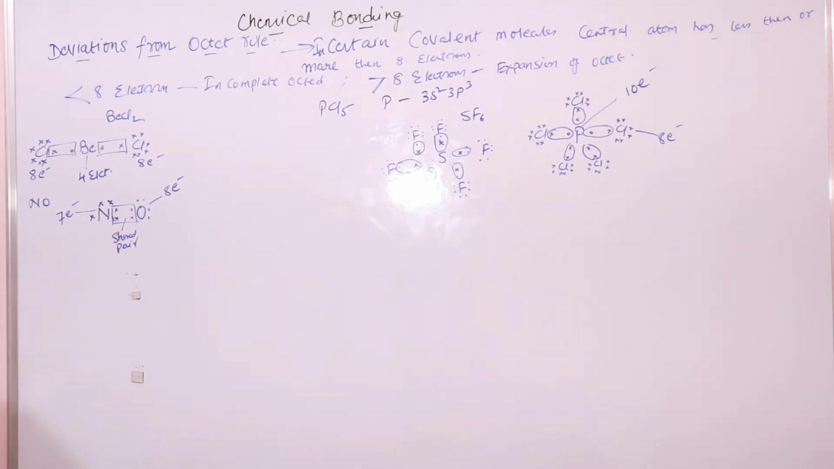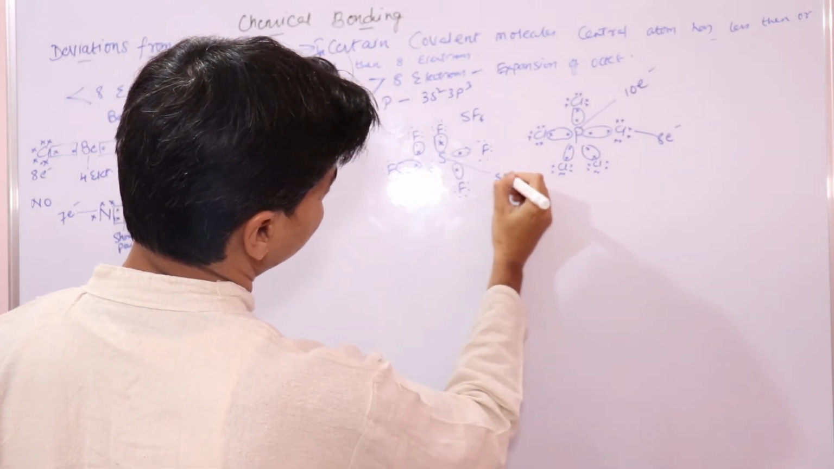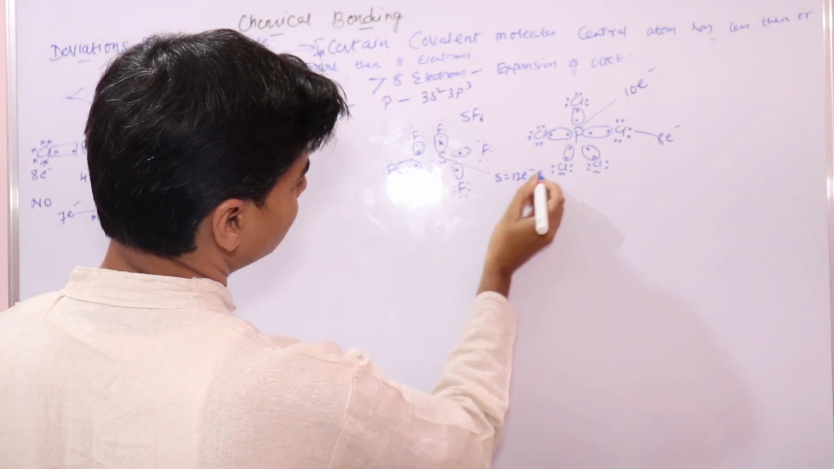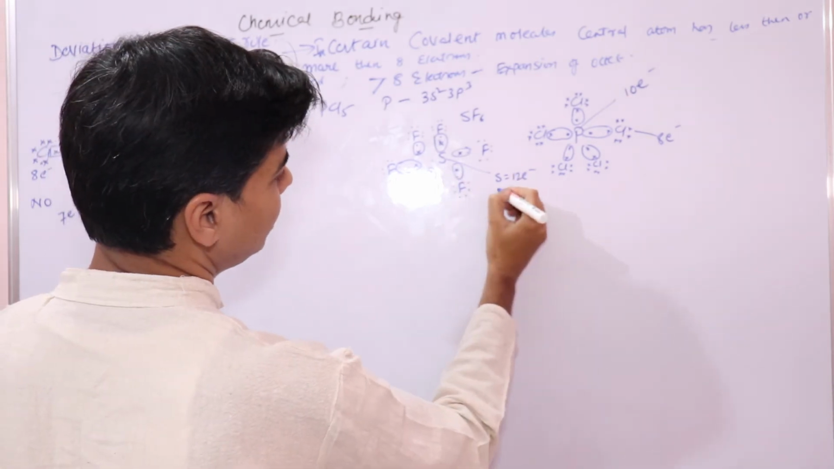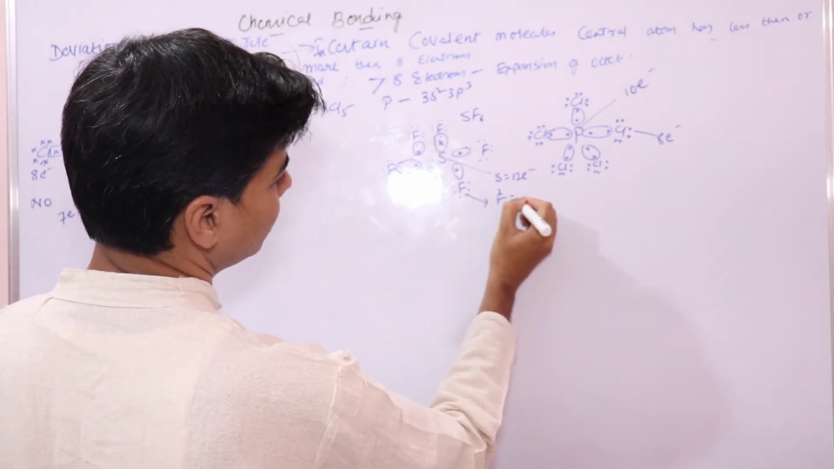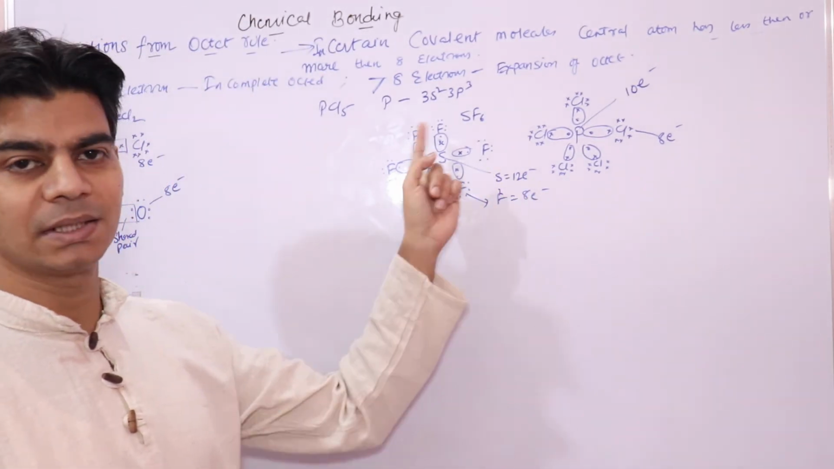So this is how we explain the formation of sulfur hexafluoride. Now we'll be looking into the explanations that were given. Here we'll just mention the sulfur atom. Sulfur atom has 12 electrons. You can count 1, 2, 3, 4, 5, 6, 7, 8, 9, 10, 11, 12. Each of the fluorine atoms has 8 electrons. So here sulfur does not follow the rule of octet; it has an expanded octet.